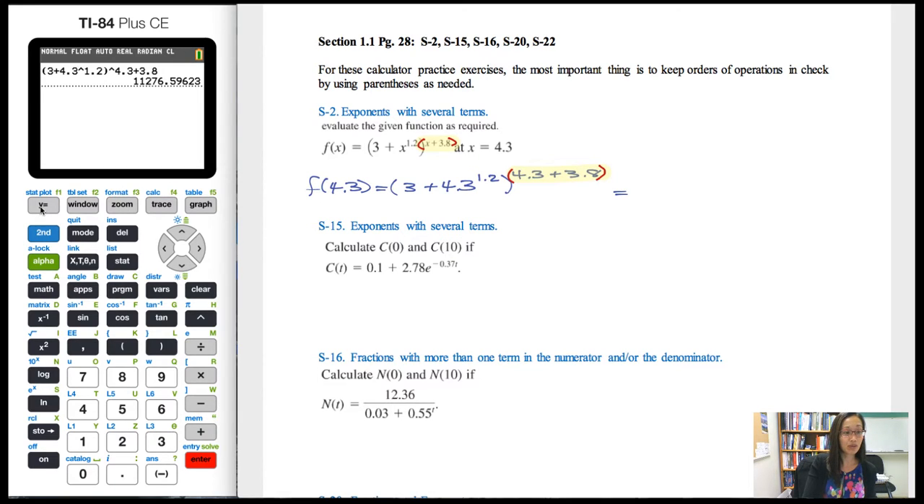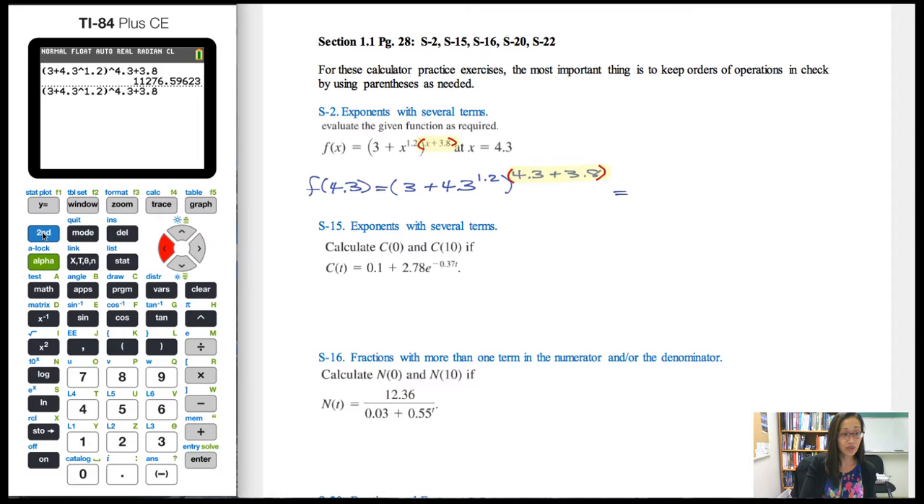So if we go back and we correct this on our calculator, I'm going to press second enter, and it's going to bring back the most recent work that I did on my calculator. So notice my cursor is blinking, which means I can go back and edit what I have already typed. So now I need to go in and fix this and put parentheses.